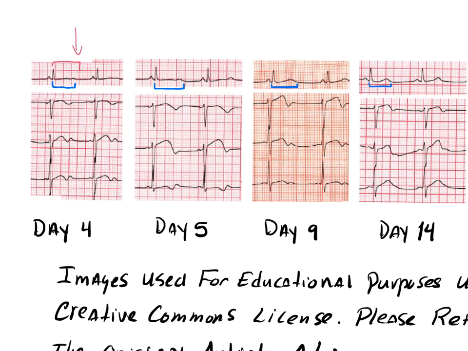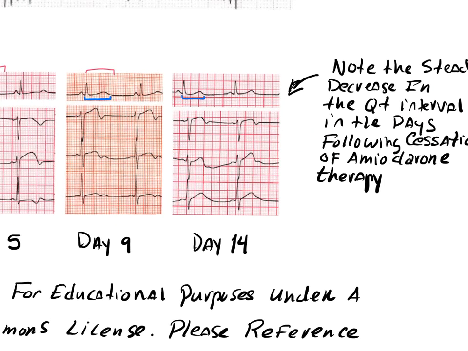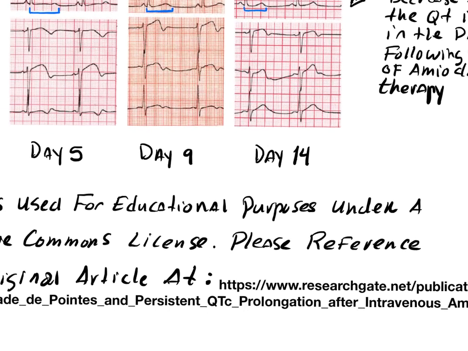And then at day 5, it's still pretty prolonged. Day 9, what do we see? It's starting to shorten. And then they stopped at day 14, but just eyeballing, it looks to be a reasonably normal QT interval, maybe a little long, but you can see that it has gotten shorter over the course of about 2 weeks, following cessation of the amiodarone therapy.